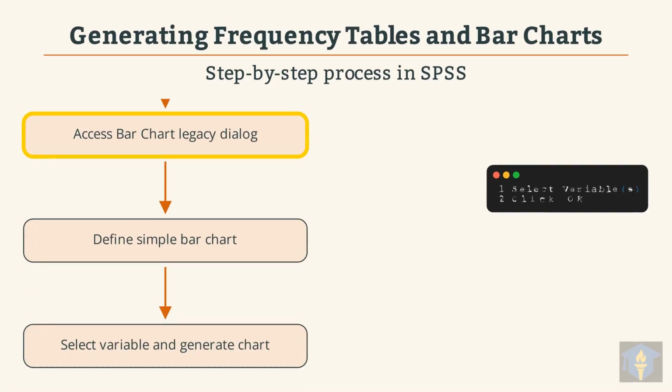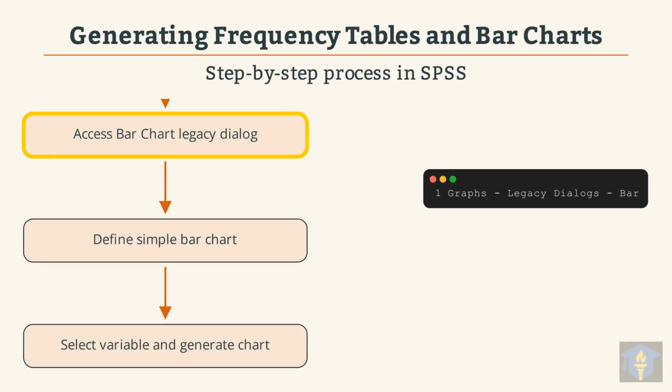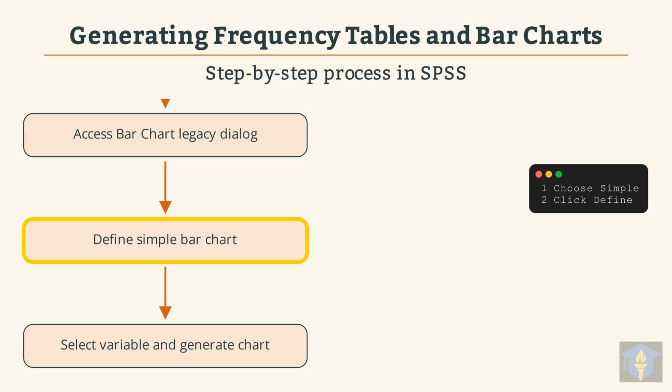To create a bar chart, you will access the Legacy dialogues specifically designed for graphs. Navigate to Graphs, then Legacy dialogues, and from there, choose the bar chart option. At this point, we need to define the specific type of simple bar chart we want to generate.